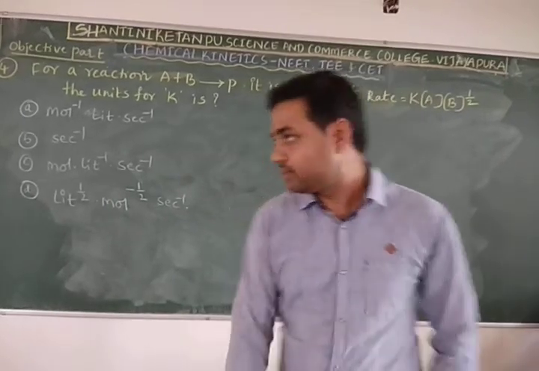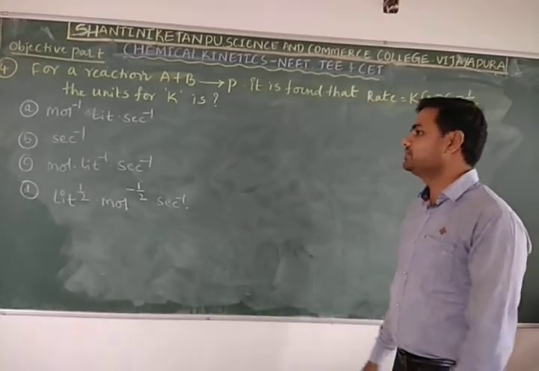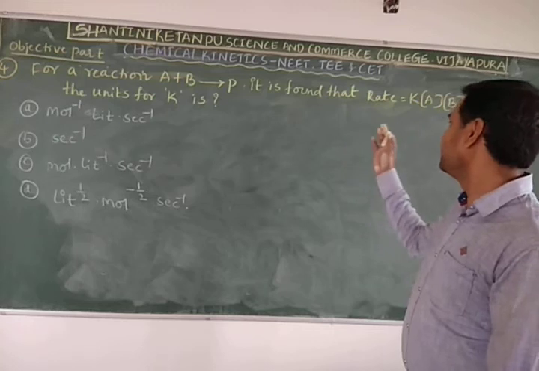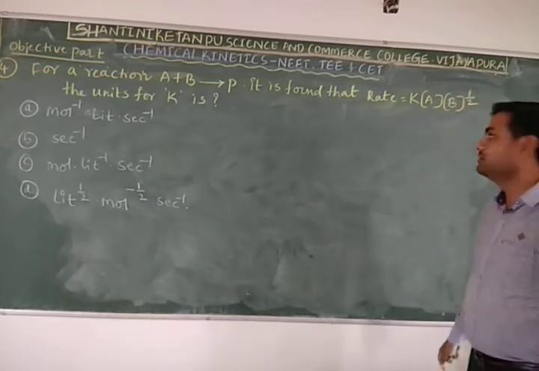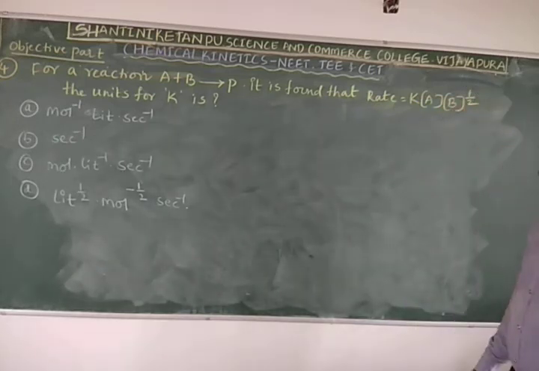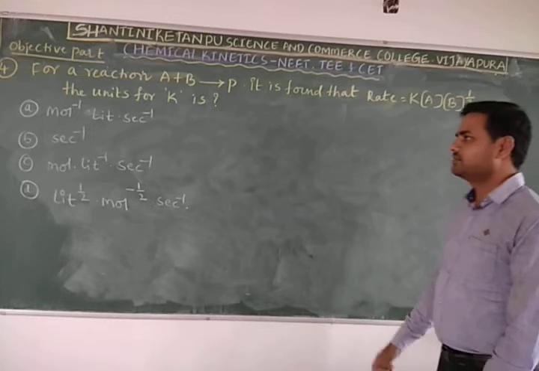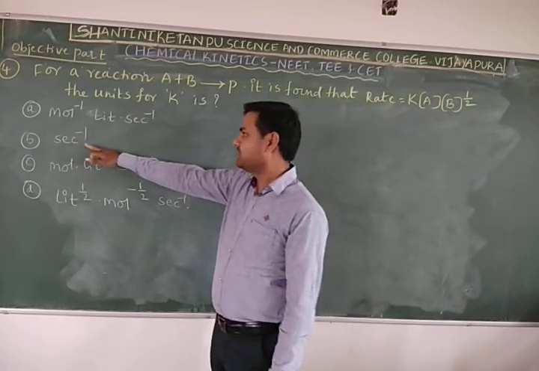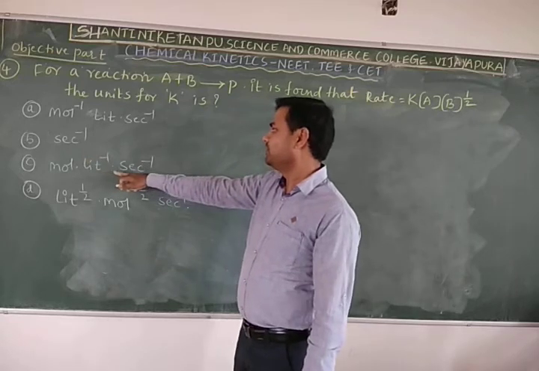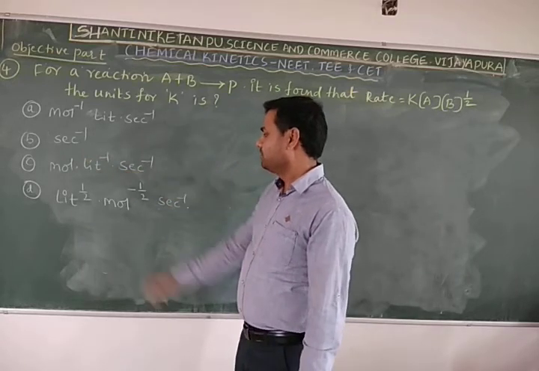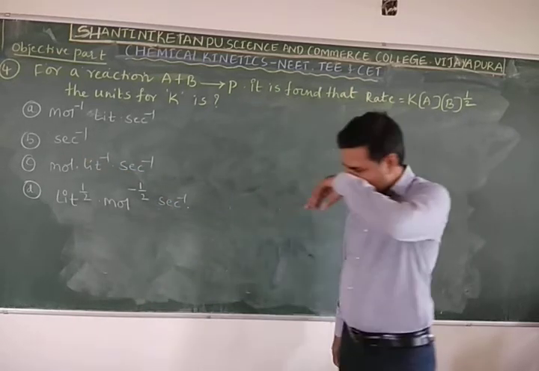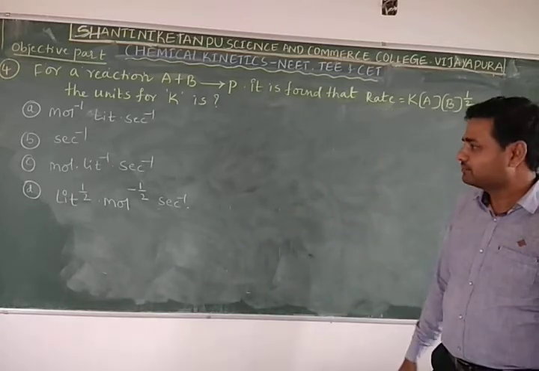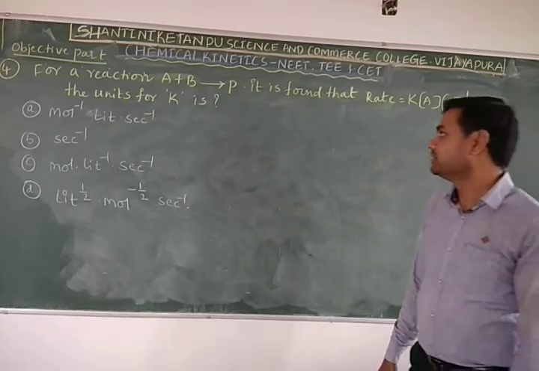Let us see once again. The question is, for a reaction A plus B gives rise to P, it is found that rate is equal to K, A, B to the power 1 by 2, where K means rate constant. The units for the rate constant K are being asked. What are the units in the options? Per mole liter per second; second one is per second; third one is mole per liter per second; fourth one is liter to the power 1 by 2, mole to the power minus 1 by 2, per second. And how can you calculate?